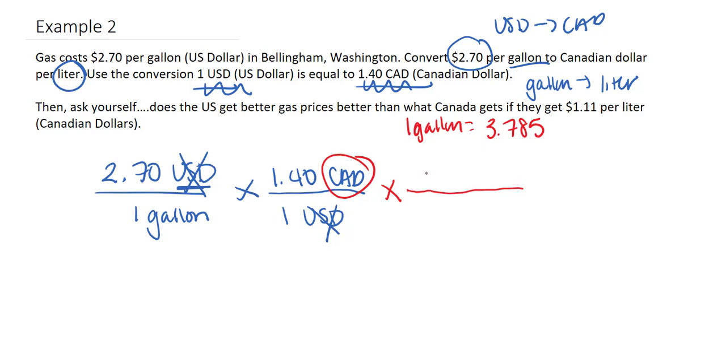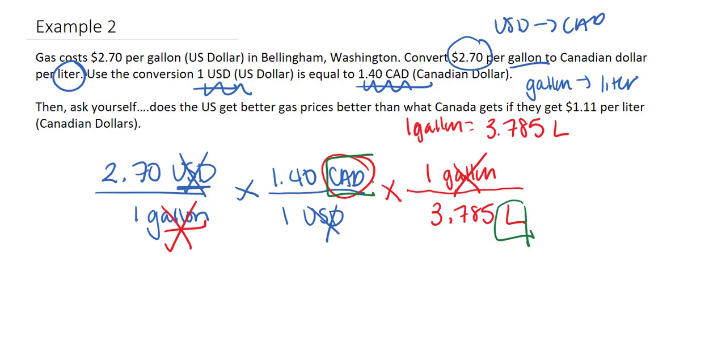Now, we're going to have to put the gallons on the top, right? Because we need to get rid of gallons here. So then we put the liters on the bottom. So this is liters, this crosses out, that crosses out. And what are we left with? We're left with liters and Canadian dollars. And what do we need to convert it to? Well, Canadian dollars per liter.